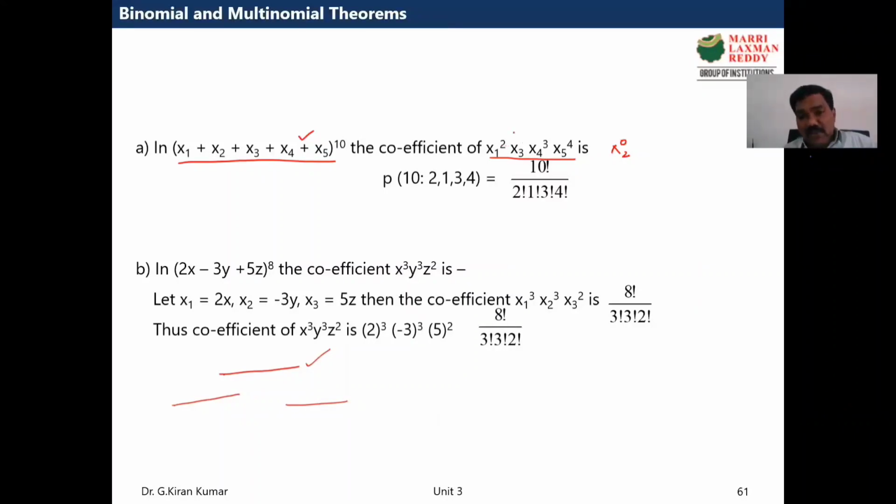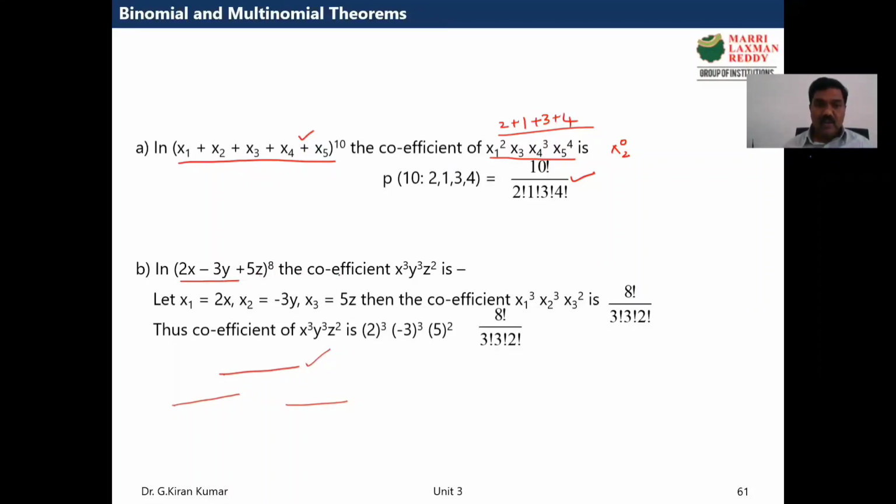So if we take the sum of the powers, it is 2 plus, for x3 the power is 1, plus 3 plus 4. The sum is 10. Please observe carefully. So therefore this term will be there, and anyhow this is the coefficient. Similarly, what is the coefficient of, now I have changed the term a little bit, something like 2x minus 3y plus 5z whole power 8?